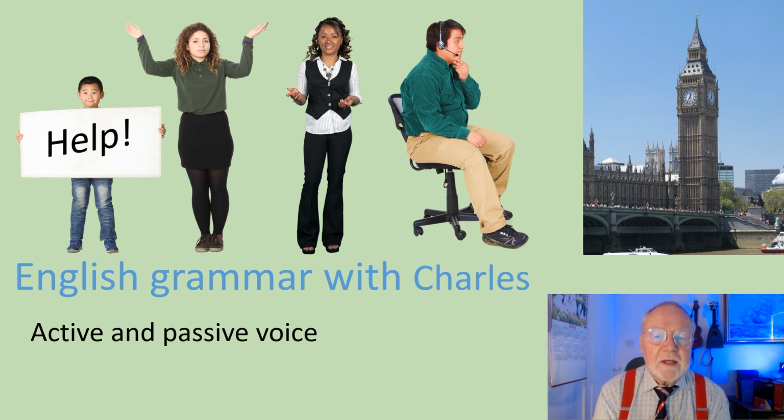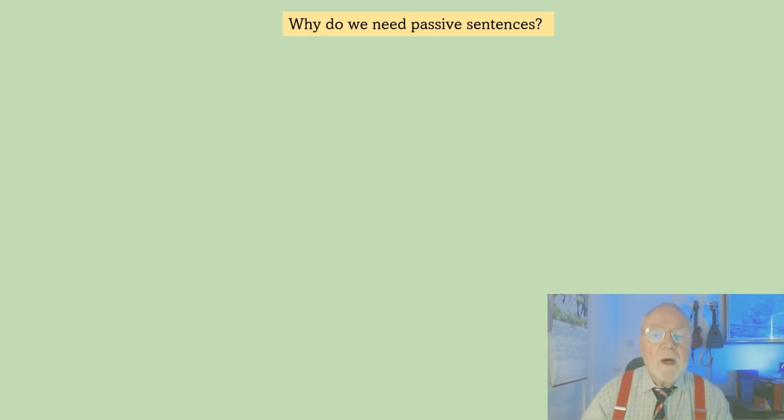I'm going to look at active and passive sentences. How do we change an active sentence into a passive one? I'll help you recognise the parts of the sentence to make this much easier, and there are 2 exercises at the end of the video for you to practice. So, let's get started. Why do we need passive sentences?